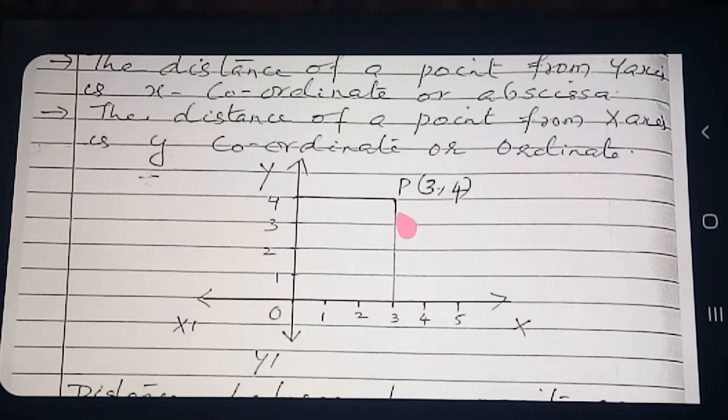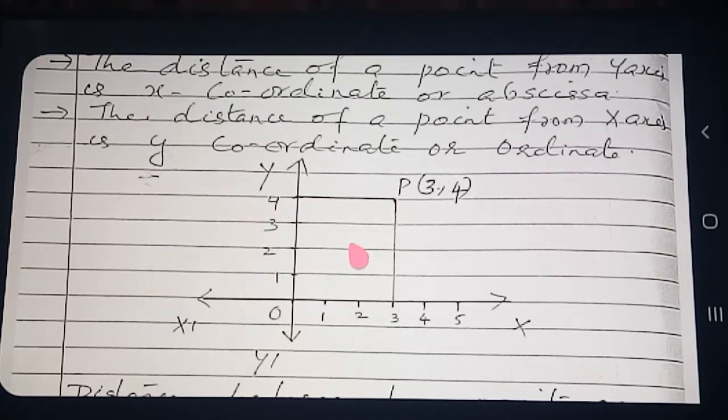In the first quadrant, x coordinate and y coordinate both are positive. In the second quadrant, x is negative and y is positive. You can see here the negative direction. Therefore x is negative and y is positive. In the third quadrant, x coordinate and y coordinate both are negative. In the fourth quadrant, x is positive and y is negative. So these are the different quadrants: first, second, third and fourth.